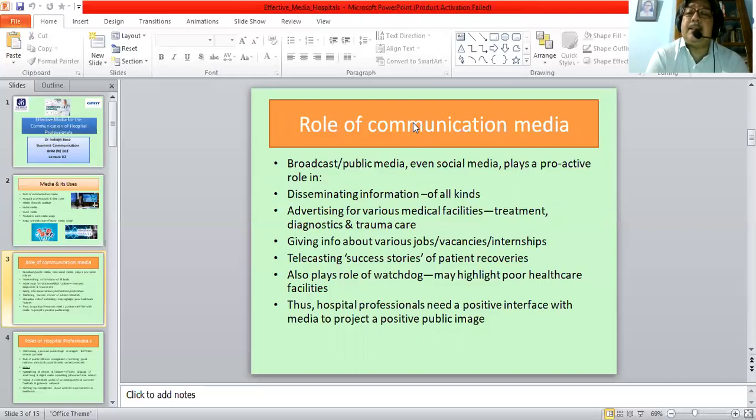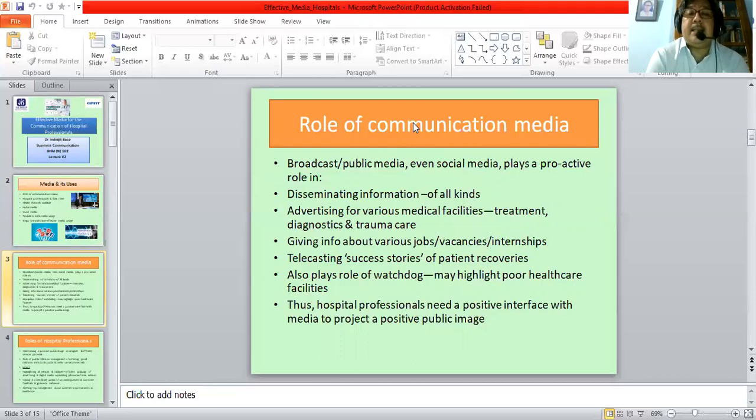Next comes the advertising about different kinds of medical facilities, treatment of various kinds in hospitals, nursing homes, health centers, all kinds of medical facilities, diagnostics, trauma care, emergency, where to take people after accidents. All that comes also in the media, because unless you advertise that in the media, people will not know about these facilities.